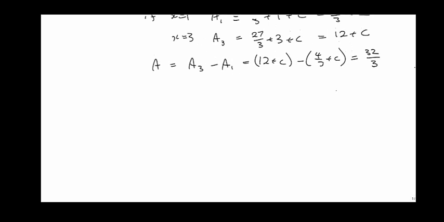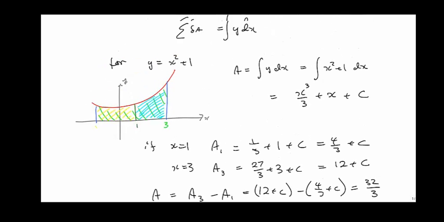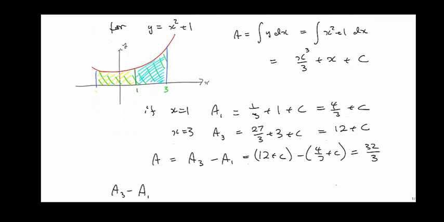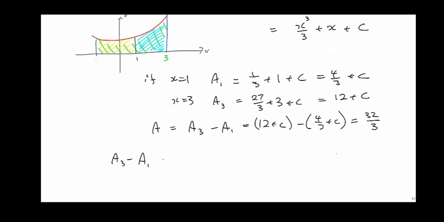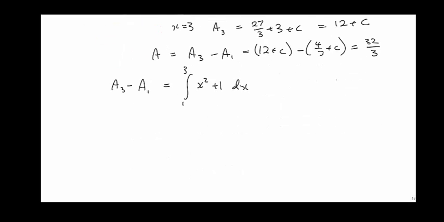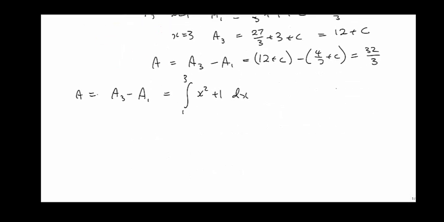So A3 minus A1 is the difference of the values of the integral when x is 3 and x is 1. And as we know, we write that as the definite integral between 3 and 1 of x squared plus 1 dx. And so we find that area is the definite integral between the two values.